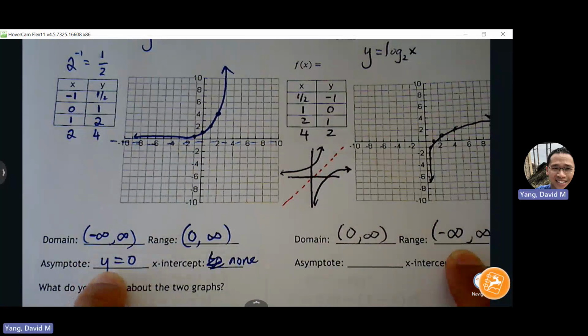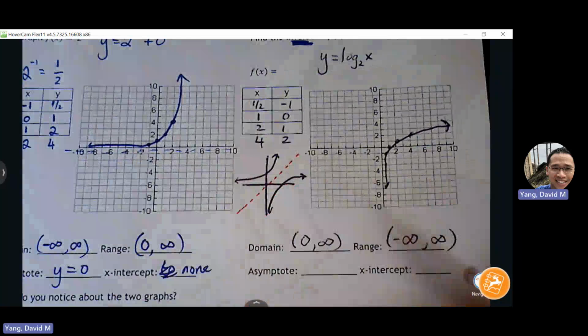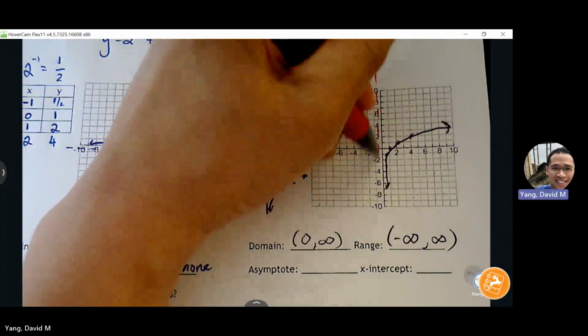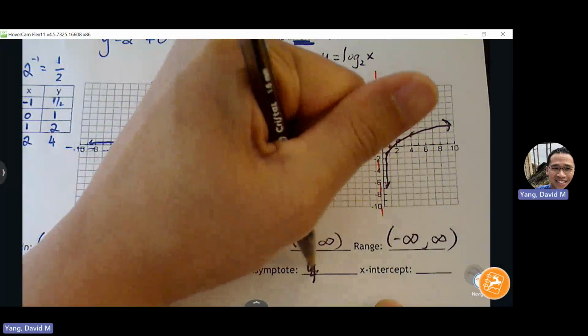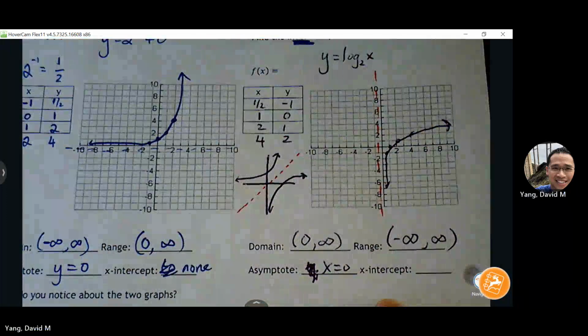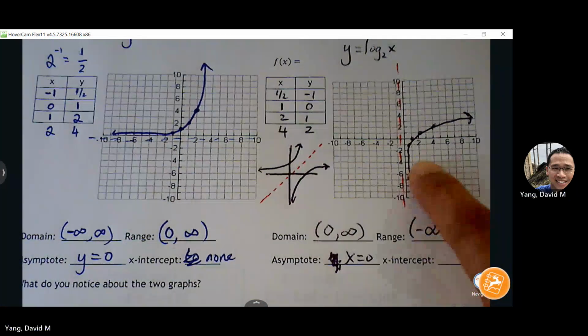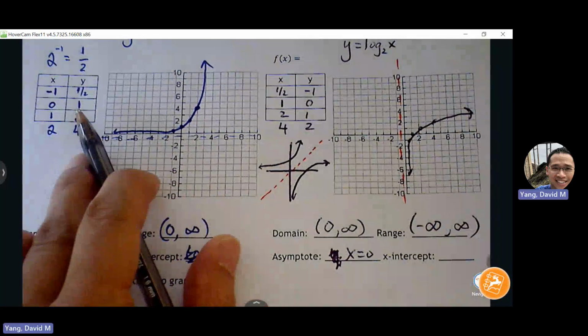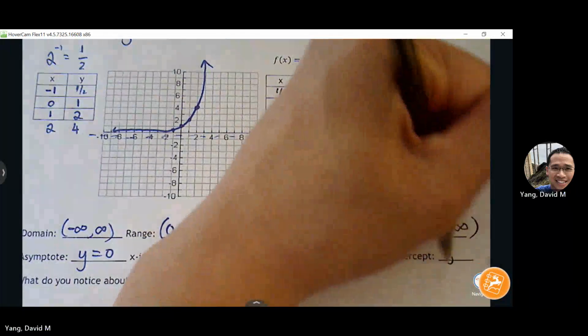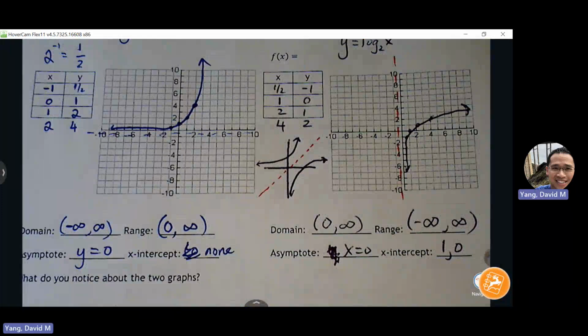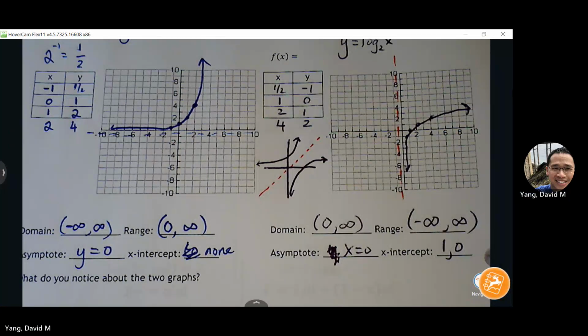The asymptote is a horizontal one for the exponential, but here the asymptote is going to be vertical. So the asymptote is x equals 0. X-intercept? Well, there's an ordered pair 1, 0, which is an x-intercept for that log function. Now, all your log functions will look like this. There will be a vertical asymptote, and then it's going to be very steep, and then gradual.